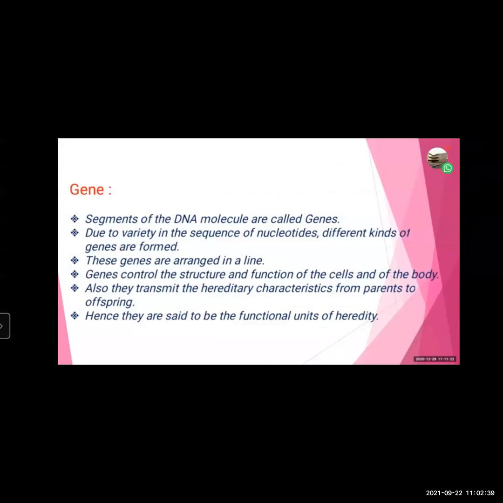When it controls the structure and function of each and every cell, that means indirectly it controls the structure and functioning of the whole body. Also, they transmit the hereditary characteristics from parents to offspring, right? At the time of meiosis, crossing over takes place and the genes are transmitted from the parents. Hence, they are also the functional unit of heredity.